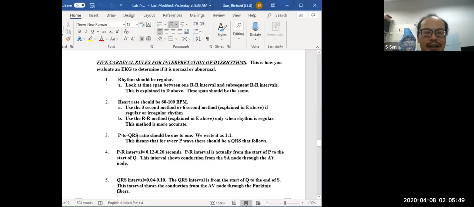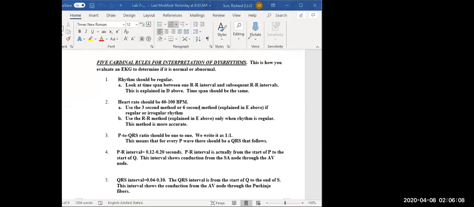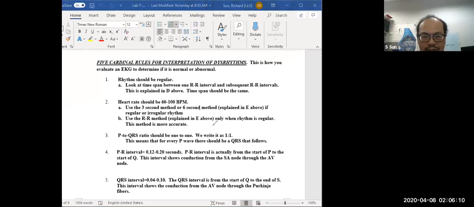And also PQRS. Basically, you need to have 1 P, 1 QRS, 1 P, 1 QRS. That's because you need to have atrial contraction followed by ventricular contraction. When you see the wave, you should see something like this one here. In the normal situation, you should have P, then QRS, and a T, and this will repeat over and over again.